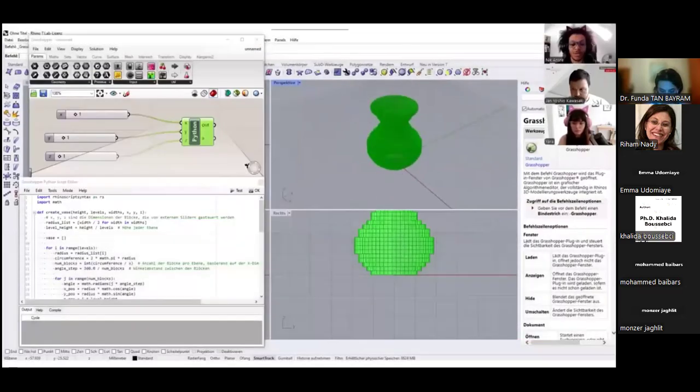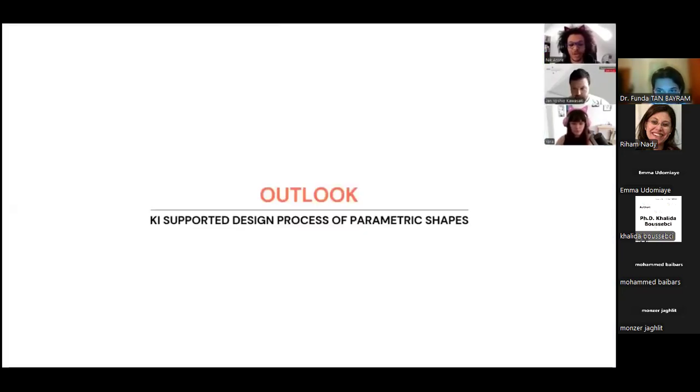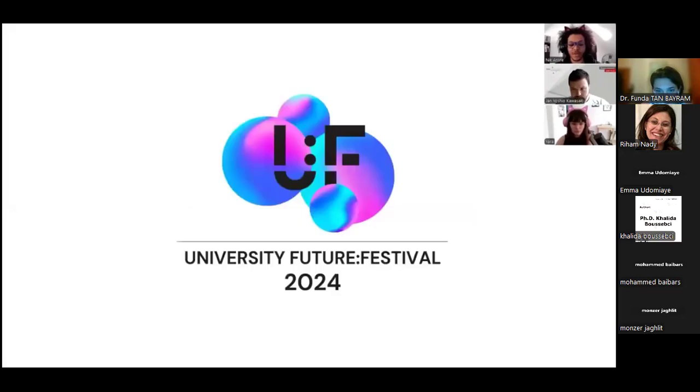The results of the videos can be seen here. As input, we constructed the AI to write Python code for Rhino and Grasshopper to create a vase providing the correct dimension for the vase. In conclusion, we provide an outlook on the future steps.